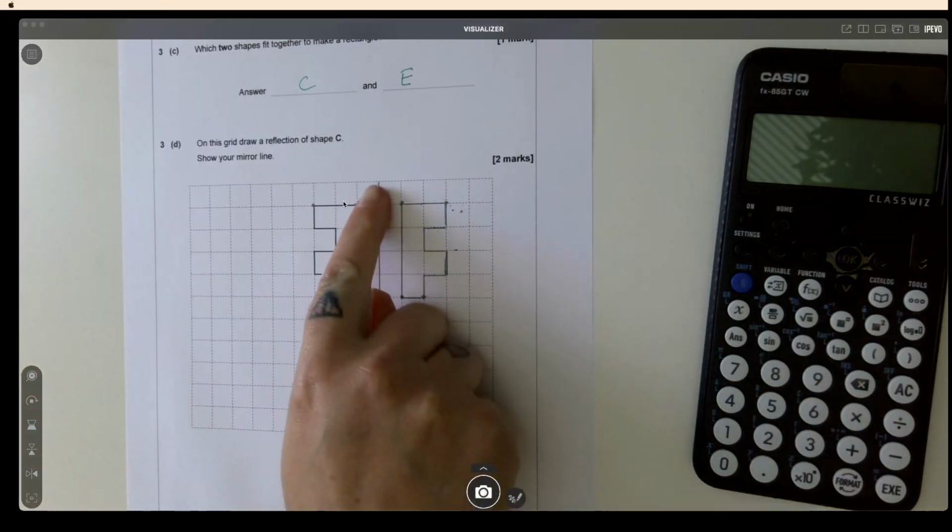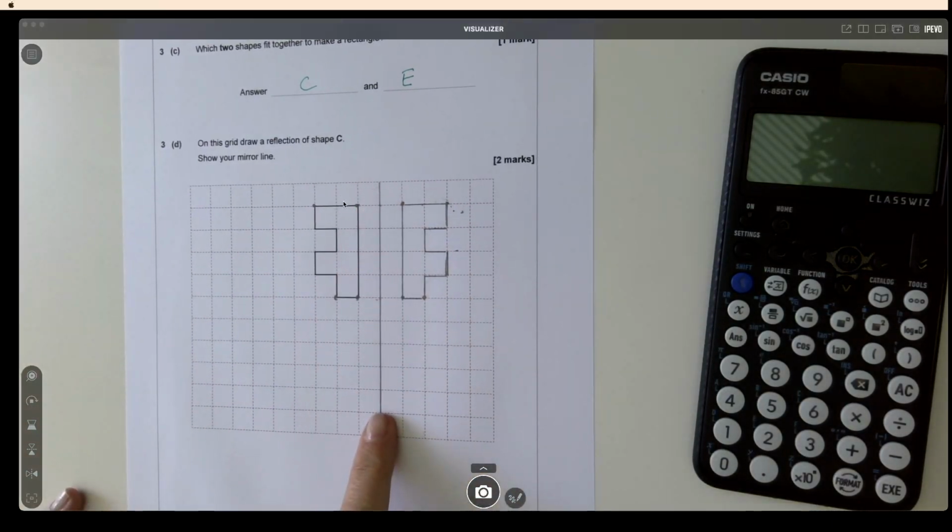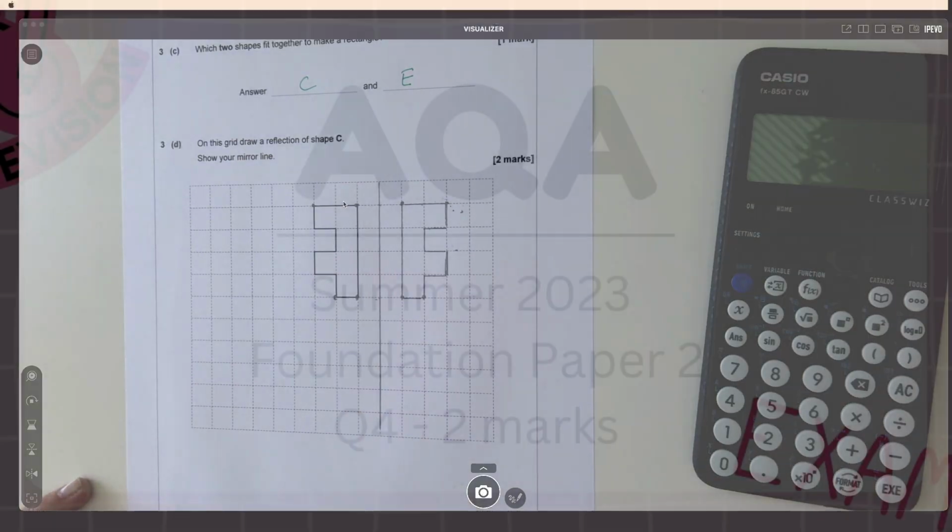So it doesn't matter where you draw that mirror line, as long as you draw it and you reflect over it. But remember to make sure it's on an exact line. You don't want it partway through a square, because that gets a little bit messy.